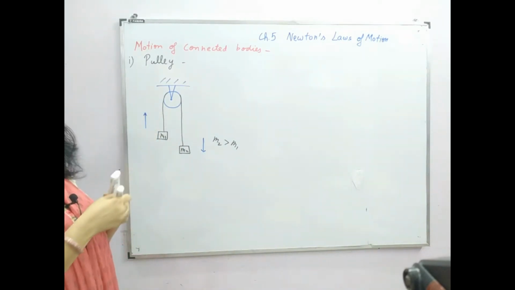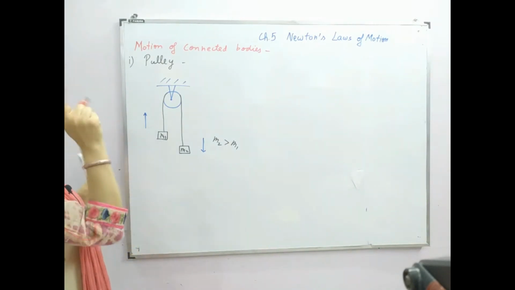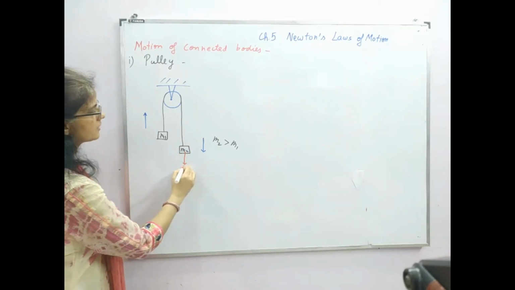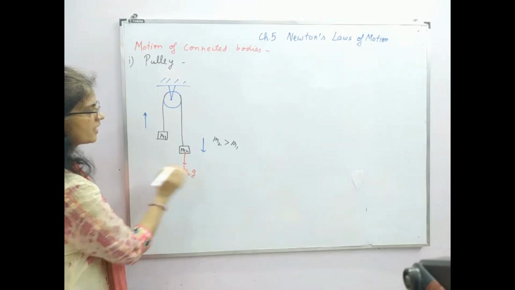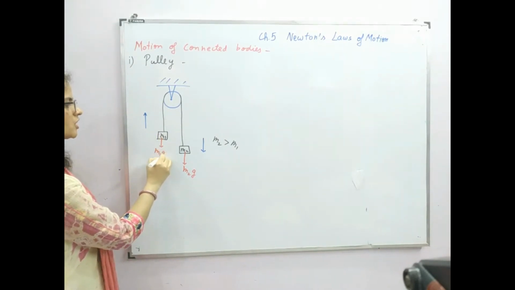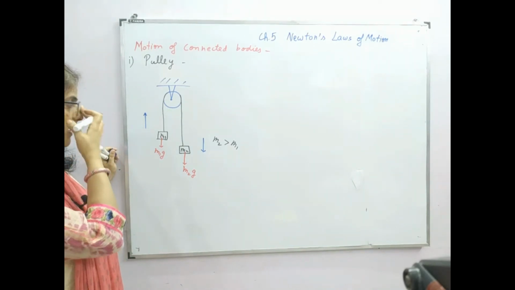Now we have to mark all the forces acting on it. So what all are the forces? First thing, we know very well that this is the weight of this mass. So you can say that this is m2g. This is the weight of this mass. This is m1g, because weight is the force which always acts downwards, right?